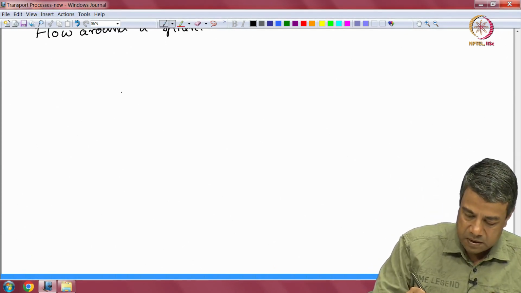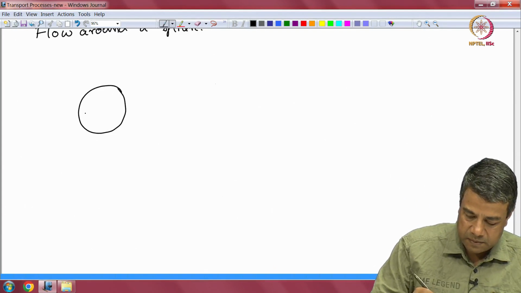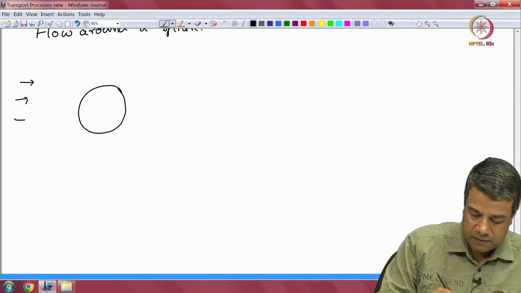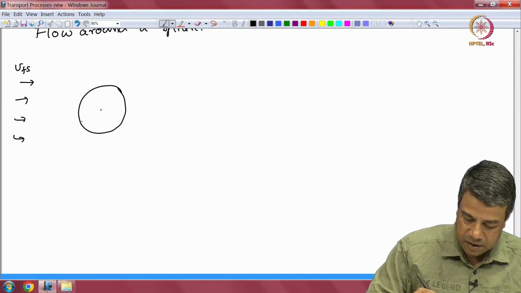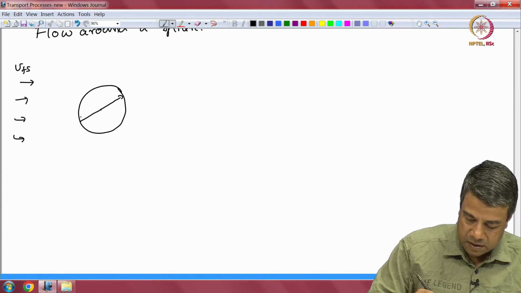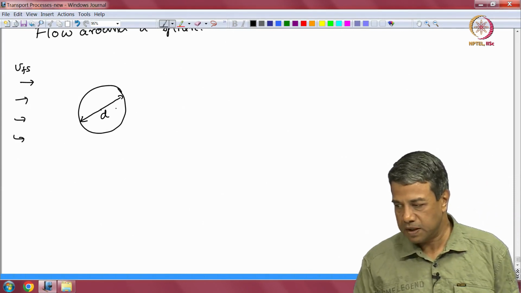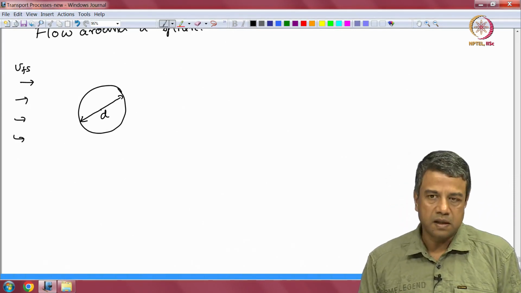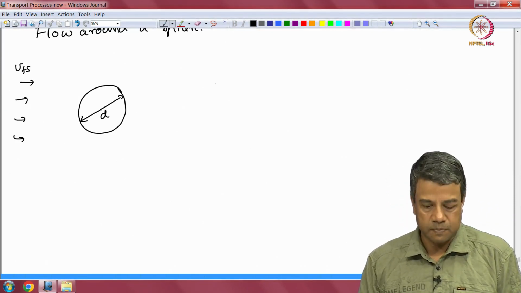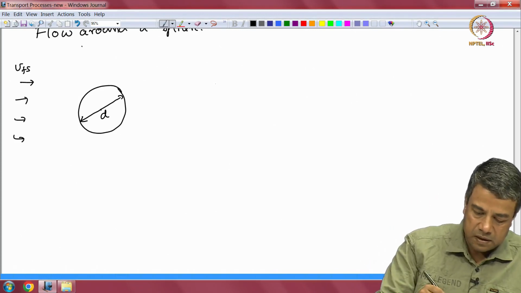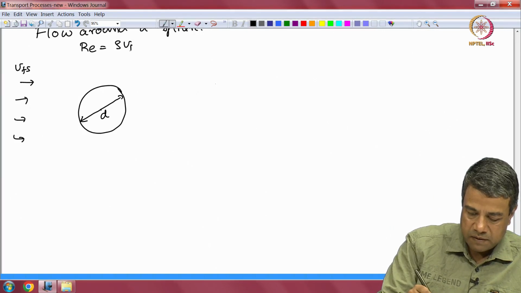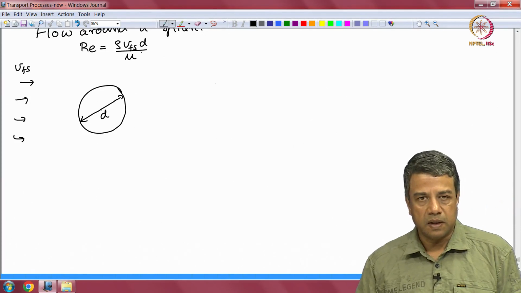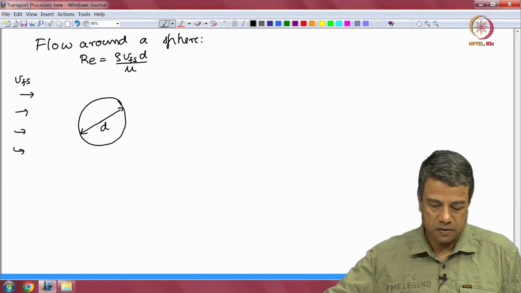So, what is the Reynolds number? I have a sphere here, and there is a free stream velocity Vfs, and this sphere has diameter d. The density is rho and the viscosity is mu. The Reynolds number in this case is defined as rho Vfs d by mu, where mu is the viscosity and rho is the density.